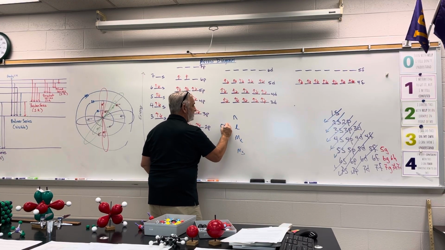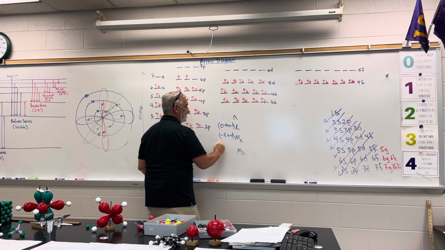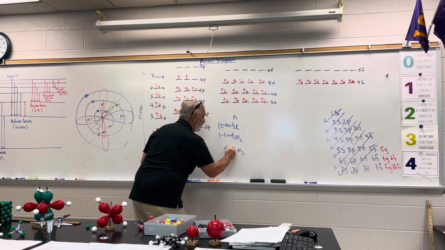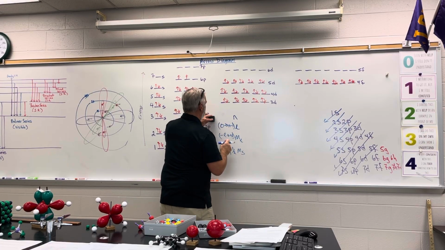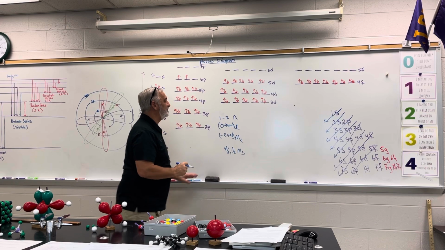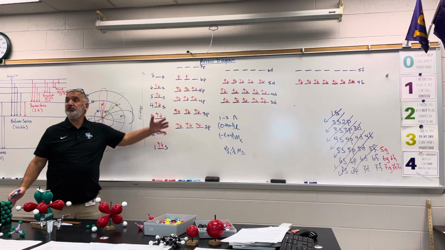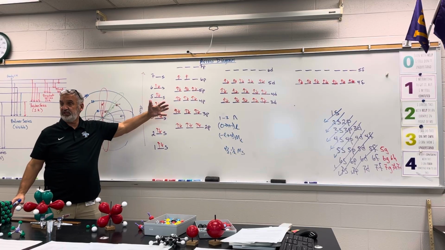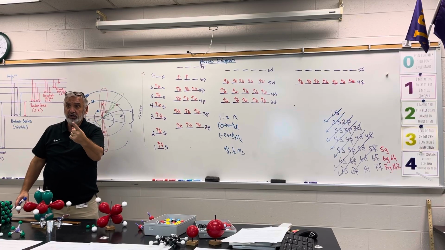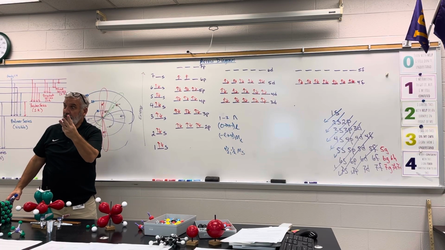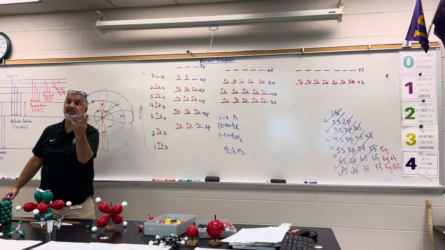And remember, L can be 0 up to N minus 1. M sub L is minus L to plus L. M sub S is either going to be plus 1/2 or minus 1/2. N is 1 to 7. Okay, so those are my possible values. So we have 82 choices here. All 82 have a different, it's kind of like a hotel room key. What floor, what sublevel, which specific orbital on that sublevel, and then which electron, the positive or the negative, the clockwise or counterclockwise, the up or the down arrow. Okay? So we have to go with that.